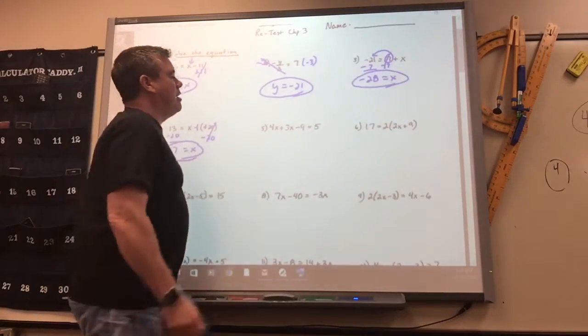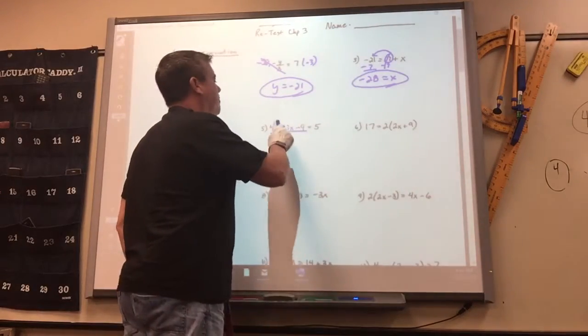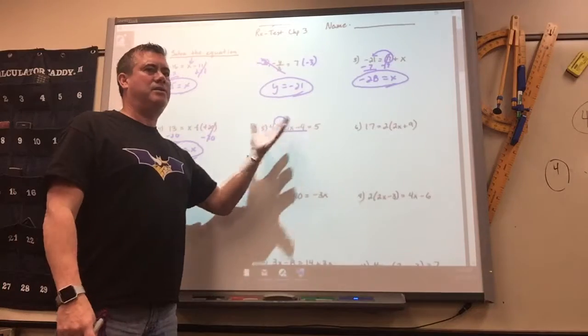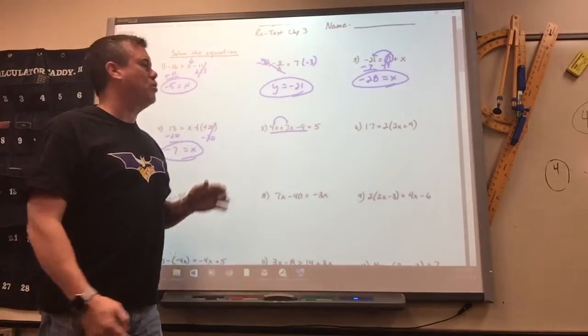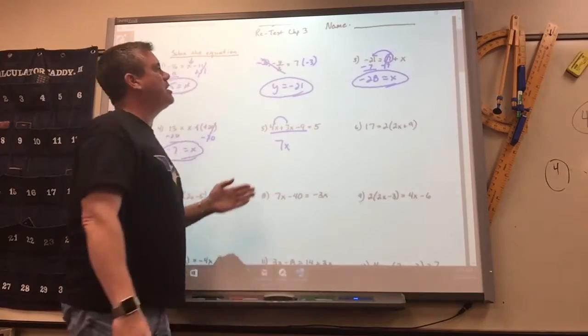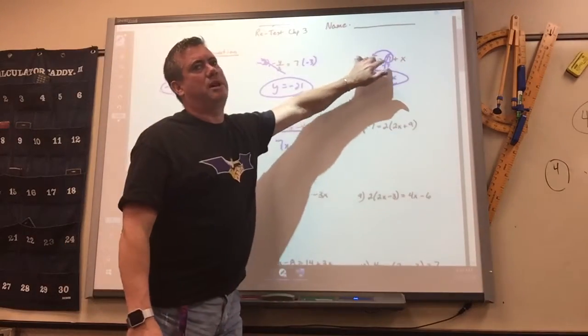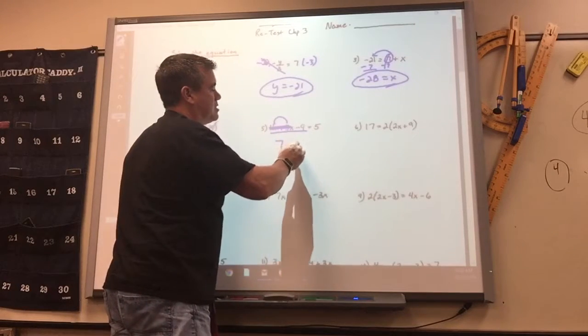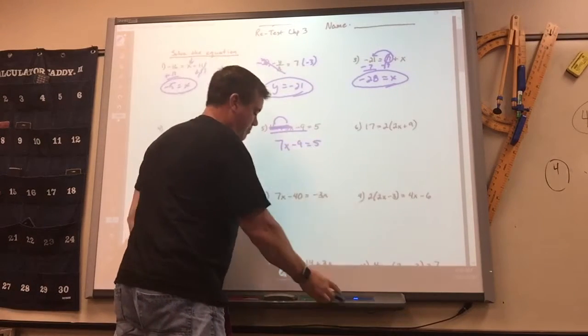On number 5, on this side, you can combine those like terms. Now remember, when they're on the same side, you don't do the opposite. You just combine them the way it shows. A 4x and a 3x makes 7x. The only time you do the opposite is when they're on opposite sides. So this becomes 7x, and then it's -9 equals 5.